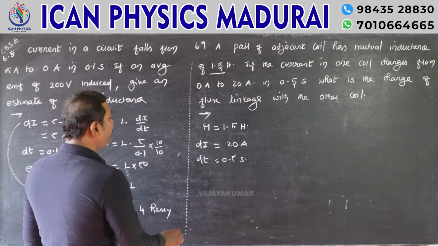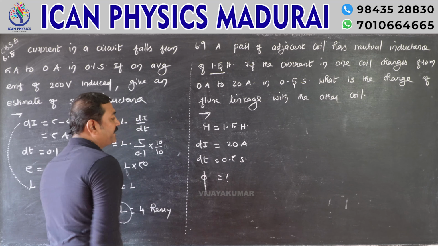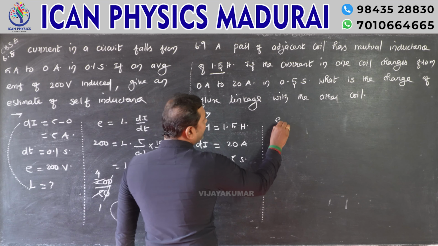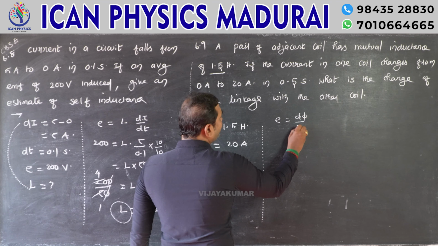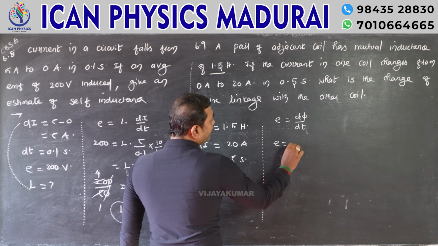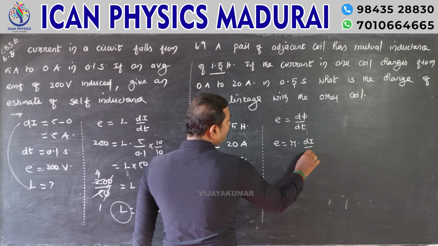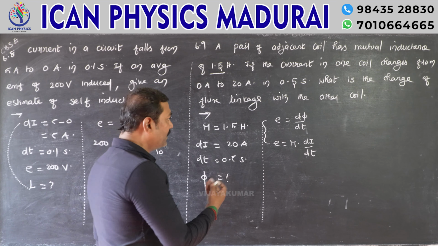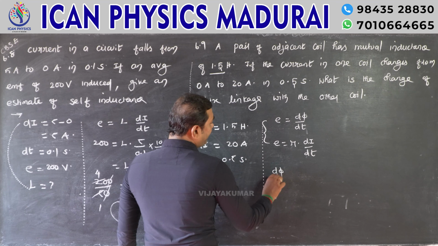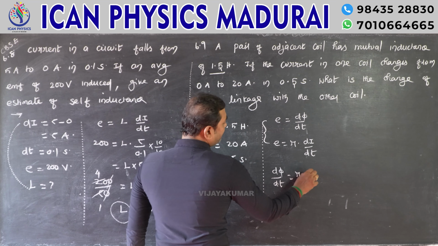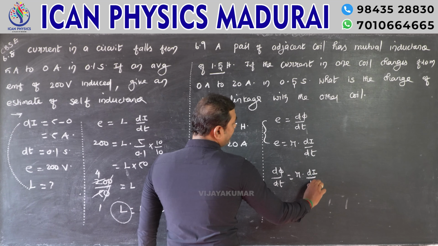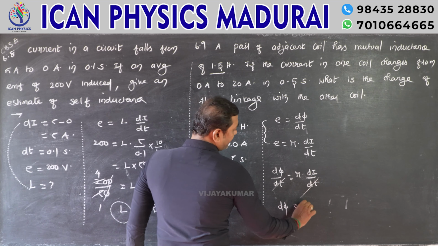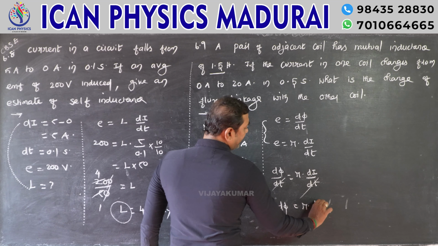What is the change in flux? So we are going to calculate the flux. So what is the formula to relate? So E equal to d phi by dt. So E equal to M di by dt. So when LHS are equal, then RHS are equal, then we can go d phi by dt equal to M into di by dt. Now dt getting cancelled. So d phi equal to M into di.